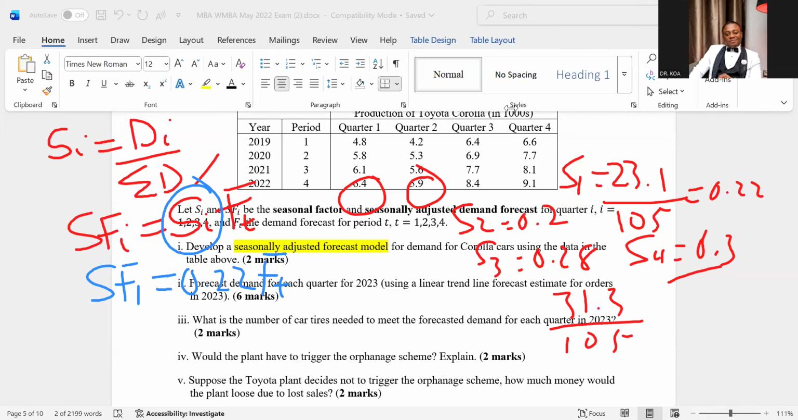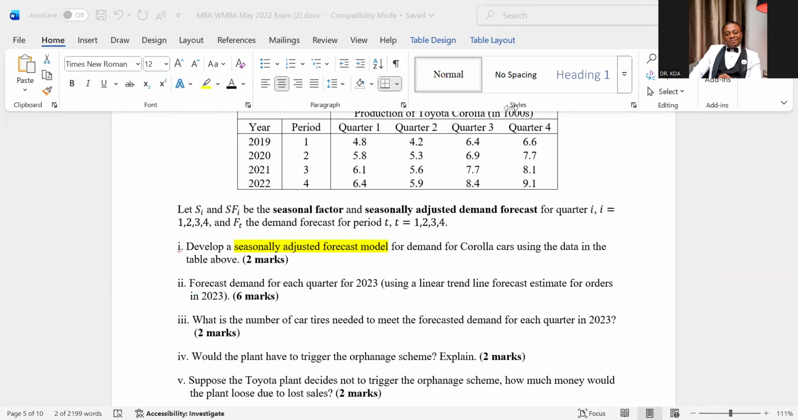Let's go to the next one. So the next one says, forecast demand for each quarter. This is a loaded question, but the reason why it's loaded is that it says using linear trend for orders in 2023. So it means that you must know 2023 demand or orders. Orders is the same as demand. You got to know that.